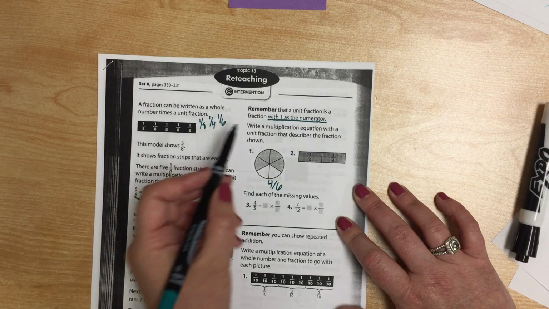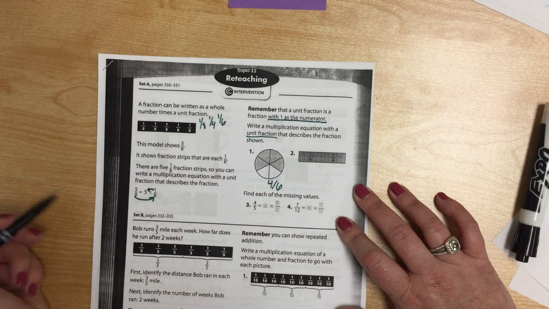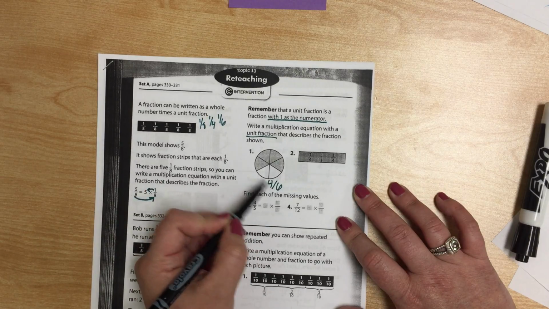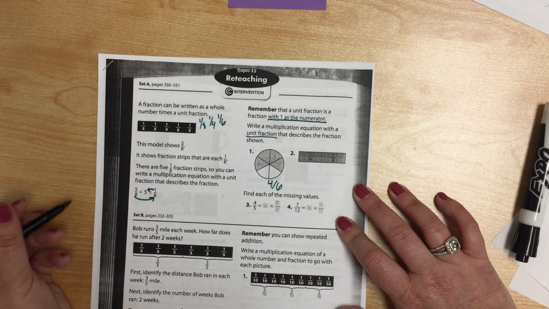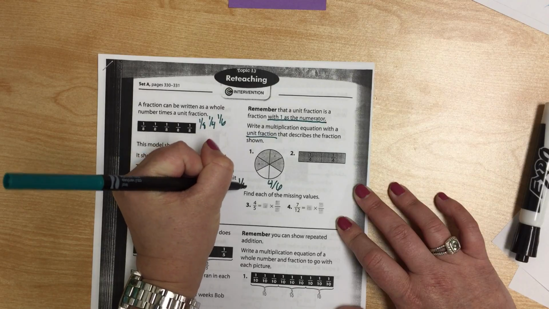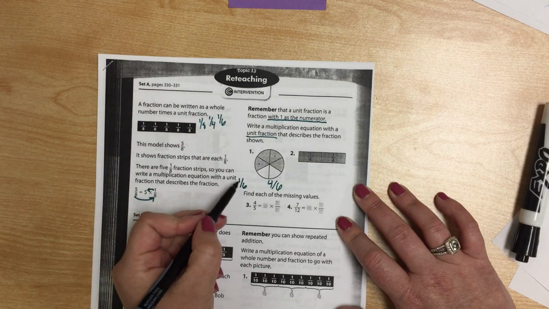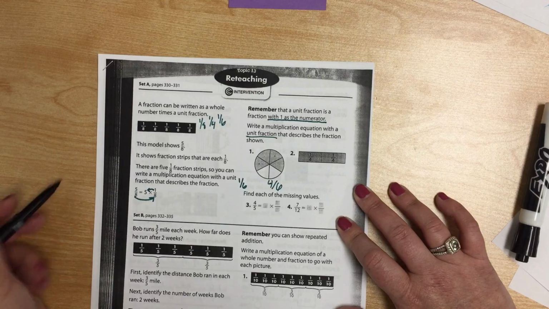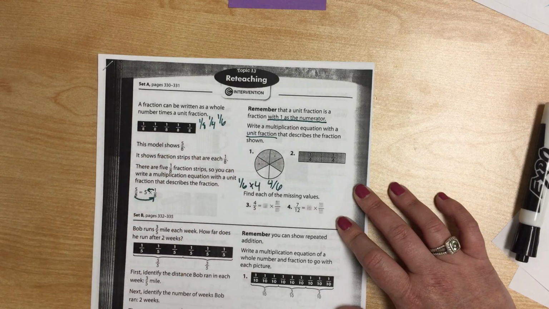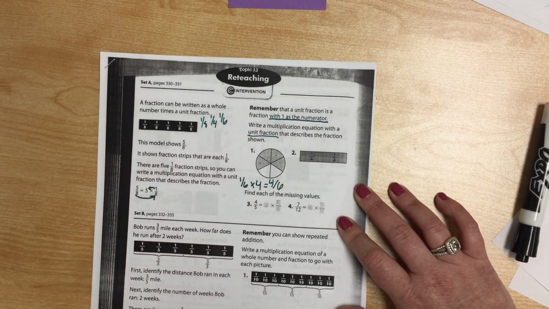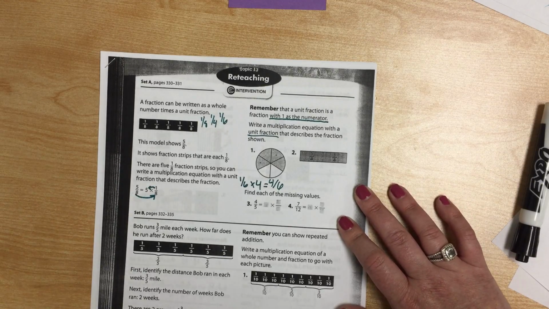Now, it's wanting me to do unit fraction. So what would the unit fraction be? What would each one of these be? Each one of these would be 1/6. How am I getting 1/6 to become 4/6? Multiplying it by 4. That's it. So 1/6 times 4 equals 4/6.